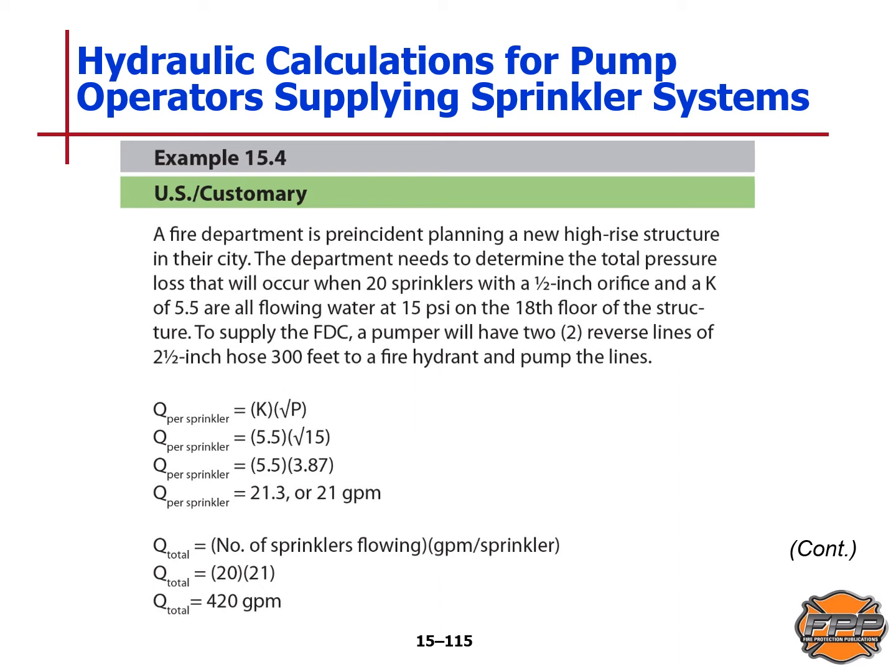The Q total for the number of sprinklers flowing, or the gallons per minute per sprinkler, is Q total, which is 20 times 21. So your Q total is 420 gallons per minute.